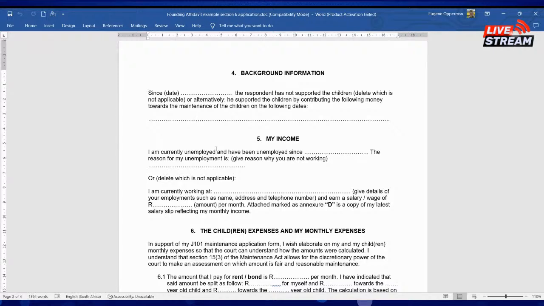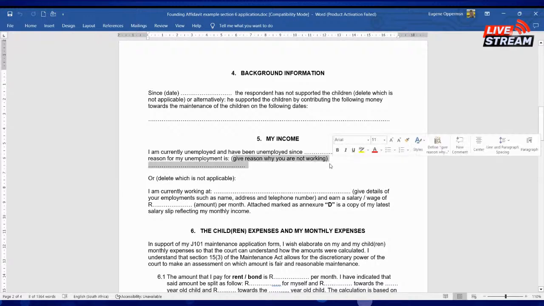So there you can say that you're currently unemployed and you have been unemployed since the date, and the reason for your unemployment is, and then give a reason why you are not working. Just don't say, oh, right, I'm unemployed. Give a reason. You can state there, I have been looking for work, or I was retrenched, or I'm just finishing up my studies, or whatever. And these are the attempts that I've made to look for gainful employment, so that you can take the court into your trust and divulge that information.